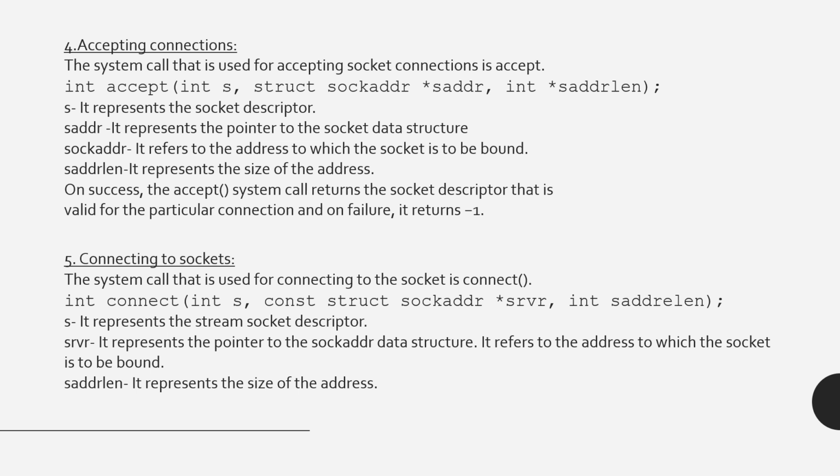Next, connecting to sockets. The system call that is used for connecting to the socket is connect. Here, S represents the stream socket descriptor. SRVR represents the pointer to the socket address data structure. It refers to the address to which the socket is to be bound. SADDRLEN represents the size of the address.